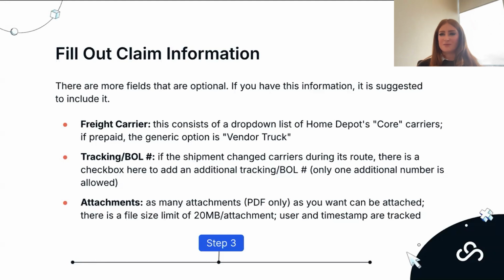And I will say, Home Depot is always updating their routing guide, so you may not see the carrier that was used for that shipment. And that's okay, because this freight carrier and even the tracking/BOL number field are totally optional. But it definitely doesn't hurt to fill them out if you have that information ready to go. But no sweat if you don't, because I would say attachments are going to be the biggest thing. So make sure you're attaching, and we'll go over best practices for attachments in detail in a little bit, but really those shipping documents are going to be most important when you're disputing with Home Depot.